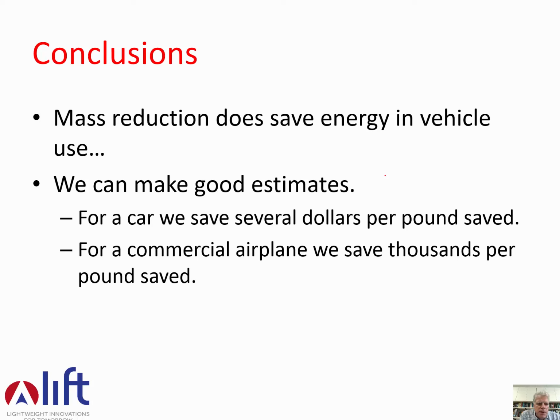So let me sum up here. Two big points. If you can reduce the mass of vehicles, it really changes the amount of energy that's used. And secondly, if we know how to use units and math and get data, we can make good estimates. If we're doing things like cars, it's usually several dollars per pound saved. If we do something like a commercial airplane, we can save thousands of dollars per pound saved, because that airplane is always in the sky. It's always accelerating, getting into the sky, coming back down. A little bit of weight savings changes the amount of energy burned over time tremendously.